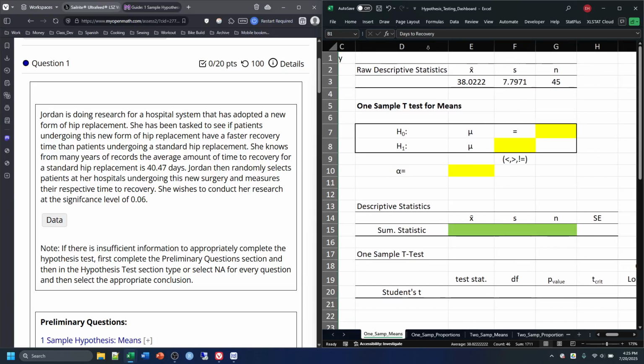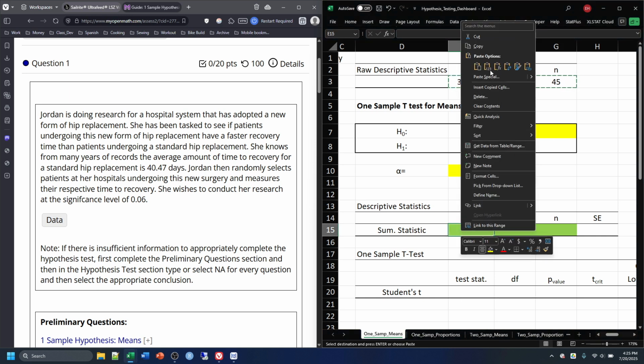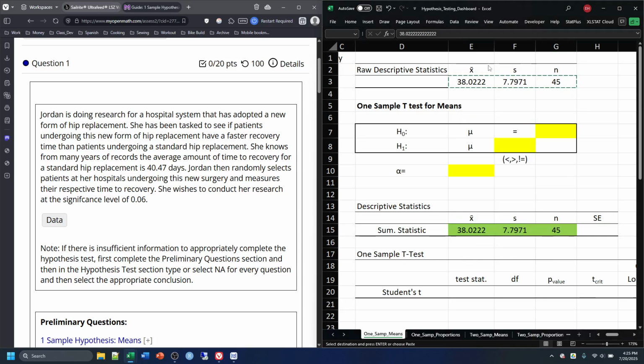And notice how it calculates the raw descriptive statistics for me: my sample mean, my sample standard deviation, and my sample size. All I'm going to do is copy this and paste it down here so that the hypothesis testing can actually use it. I'm going to paste special as numbers, or as values. And so I've got those in there.